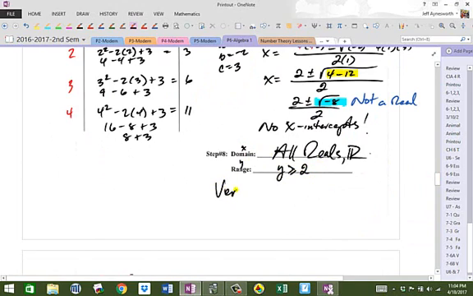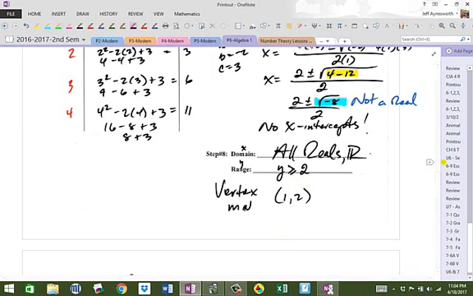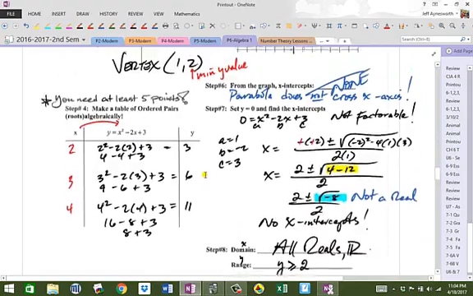Remember, the vertex, in this case, which was a min, was (1, 2). And so therefore the range is greater than or equal to 2. All right, there we go. That's this one here. There's a few more, but I'm going to pause. I'll get back to you.